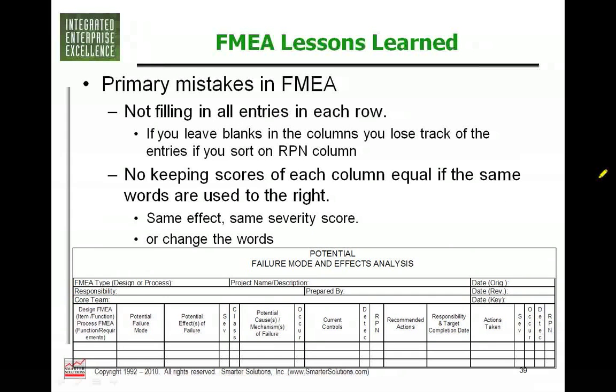So the other thing you can have is not filling in all the entries in the row. If you leave those blank in the columns, you lose track of the entries when you start sorting things out. The other thing you might have is, as you saw in that previous slide I had, the same wording. Whenever you have the same wording, you need to have the same score. That's something else to watch out for.